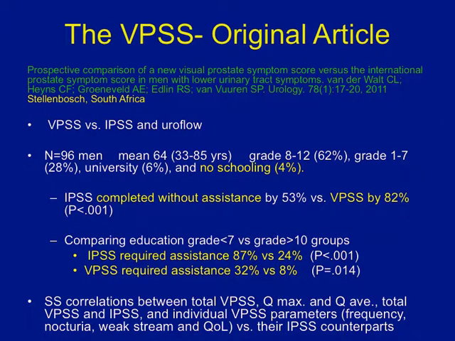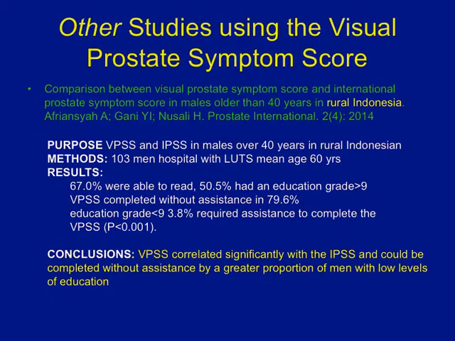Now, the original article of the Visual Prostate Symptom Score was used in 96 men in Africa. Most of them, however, had had schooling, so this population was different than ours, but still about 80% of people could complete it without help. Now, this score has been used in 5 other countries, and I'm just really briefly going to touch on each of these countries and give you one take-home message to give you an idea of what people are doing with this score.